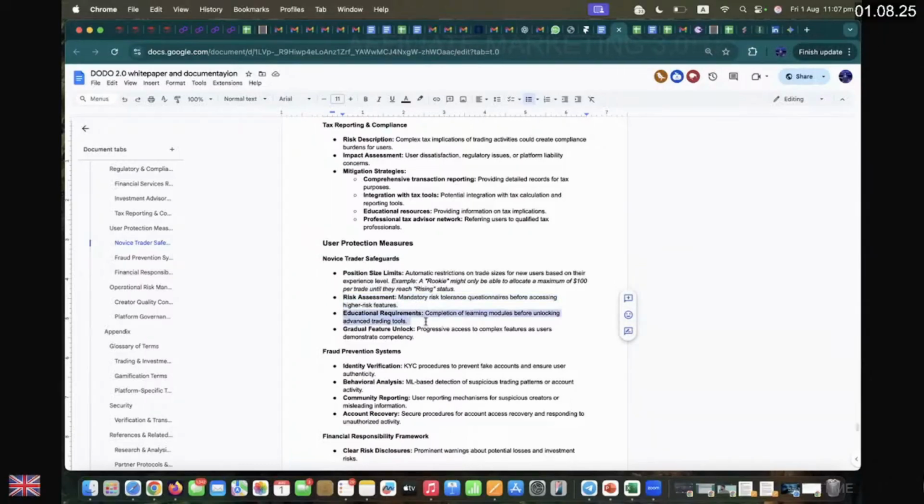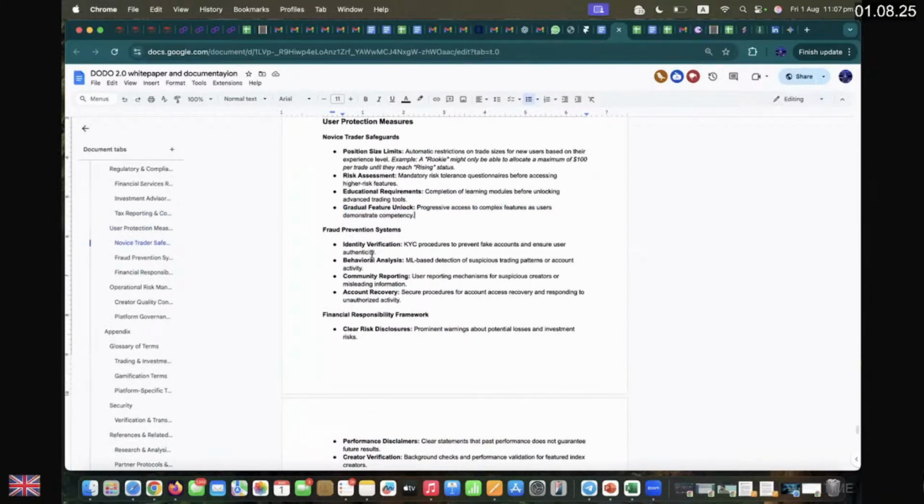Educational requirements, completion of learning modules before unlocking advanced trading tools. This you need to complete to unlock the advanced tools with which you can create and operate indices. Gradual feature unlock, progressive access to complex features as users demonstrate competency.